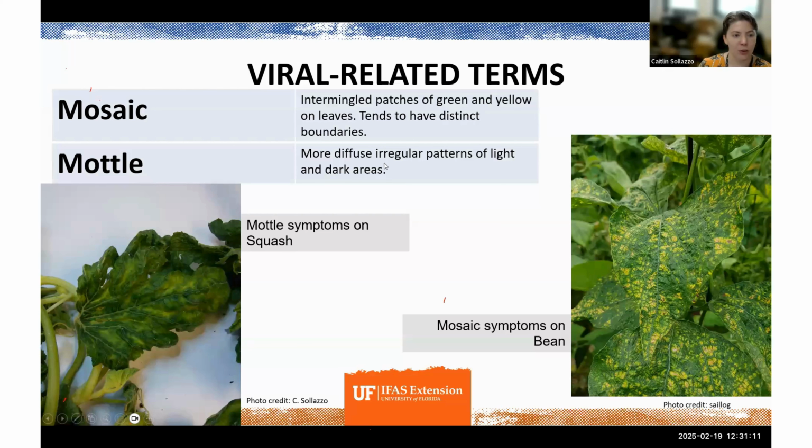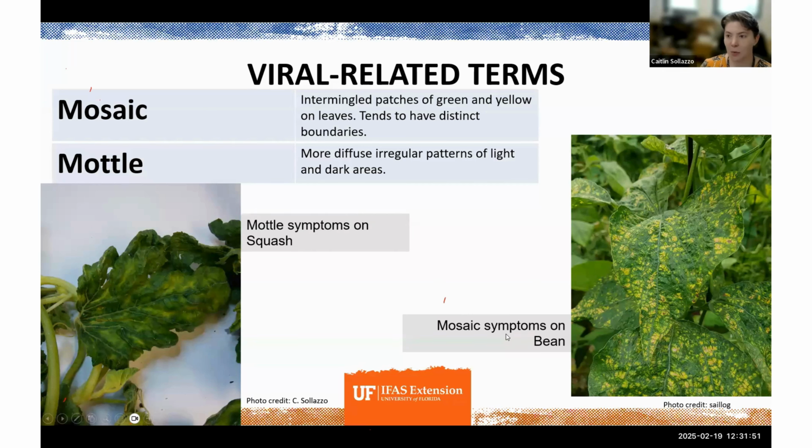Mottle symptoms are more diffuse or irregular patches of light and dark areas. Over here, you can see that there's something funky going on with the leaves for sure. If it's something funky, it's likely a virus. You see the yellowing or the light green, and then you have the dark green, but there's not a really distinct boundary. So that can be more of a mottle symptom. The issue is, as you can probably imagine, it's usually not this perfect. There are a lot of in-between zones where it's hard to really tell if that's a mosaic or a mottle.